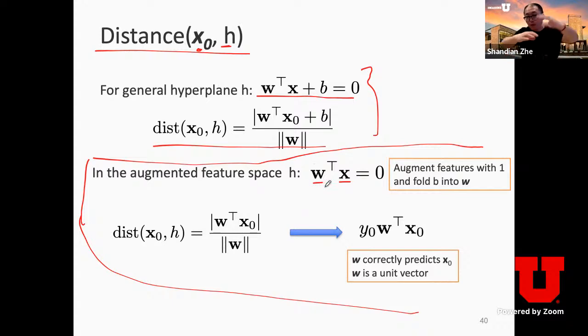This is in the augmented feature space. And then when we apply this general formula to calculate the distance between an arbitrary point in the augmented space and this hyperplane, the formula becomes this. And remember, in augmented feature space, x0 includes an actual constant feature 1. So the distance is now the inner product between W and x0, take the absolute value, and then divide it by the norm of W.